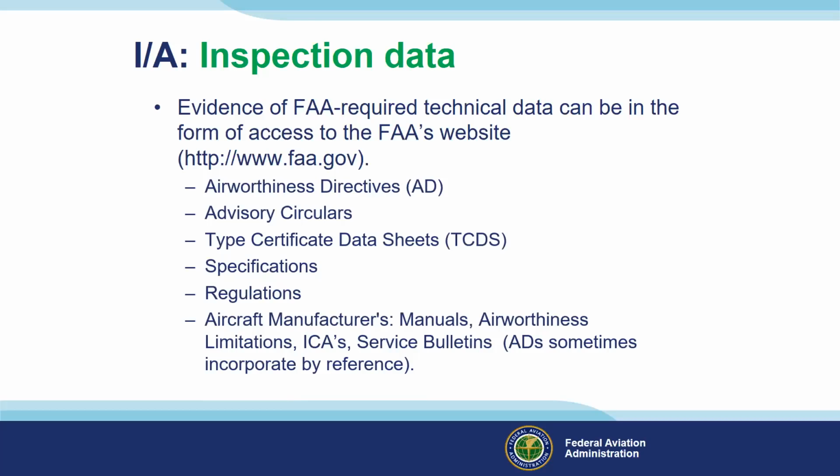Inspection data. Well, we just went through a lot of resources that you can use where you can get the ADs, the ACs, type certificate data sheets, but you're also going to have access to aircraft manufacturers' manuals and ICAs, service bulletins, because ADs sometimes reference a service bulletin. So you'll have to be able to show that you have access to this inspection data.